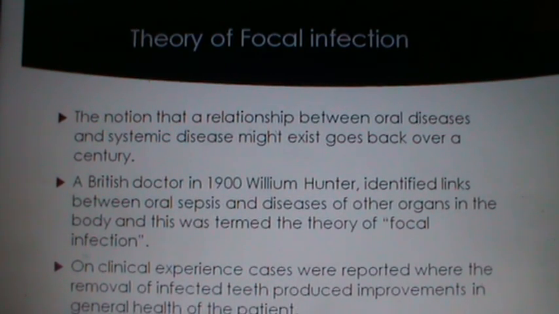The notion that a relationship between oral diseases and systemic diseases might exist goes back over a century. A British doctor, William Hunter, in 1900 identified links between oral sepsis and diseases of other organs of the body, and this was termed the theory of focal infection. On clinical experience, cases were reported where the removal of infected teeth produced improvement in the general health of the patient.